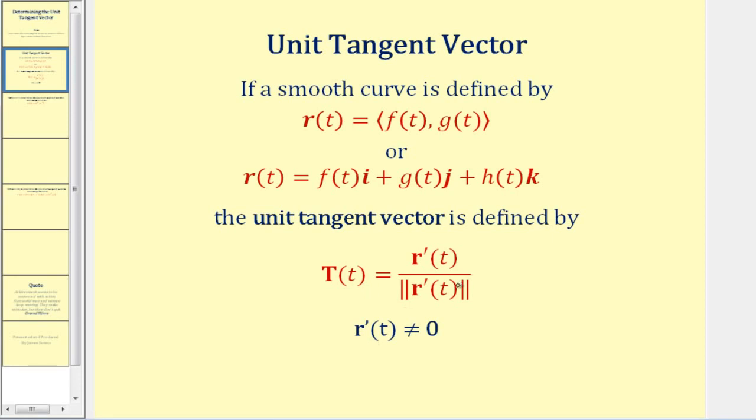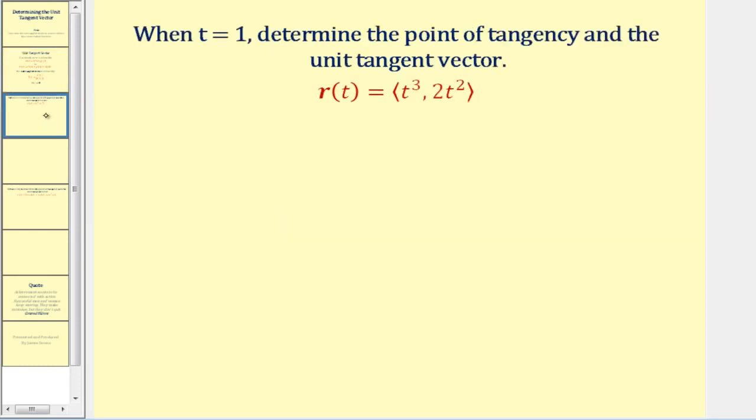And the only special condition here is that r prime of t cannot be equal to the zero vector. And we know from a previous video that if each of the components of the derivative function is equal to 0, the curve will not be smooth at that point, and therefore we could not determine a tangent vector. Let's go and take a look at two examples, one with a plane curve and one with a space curve.